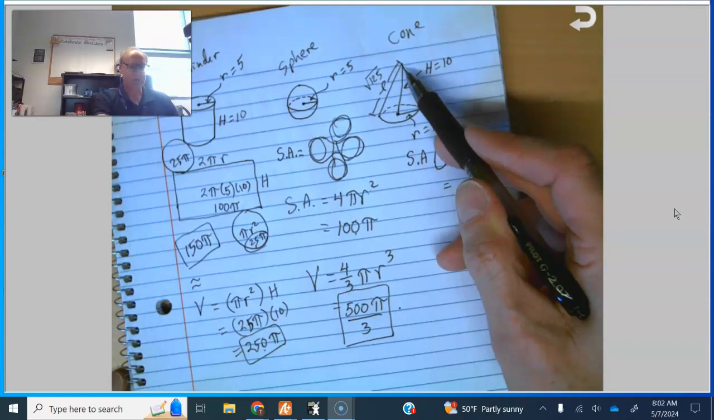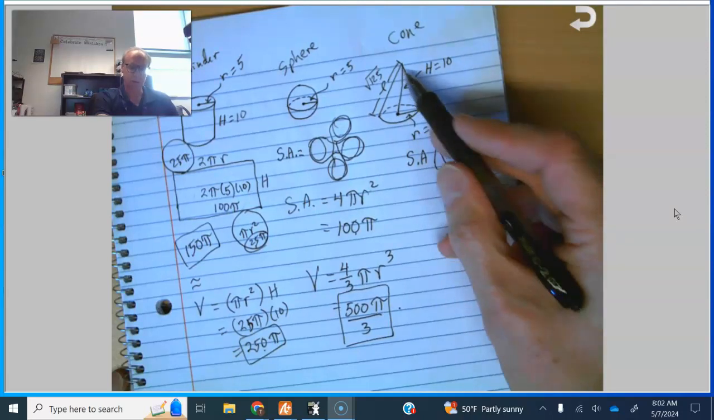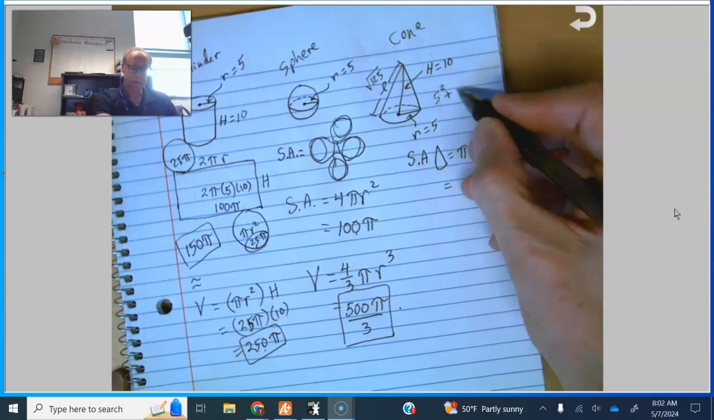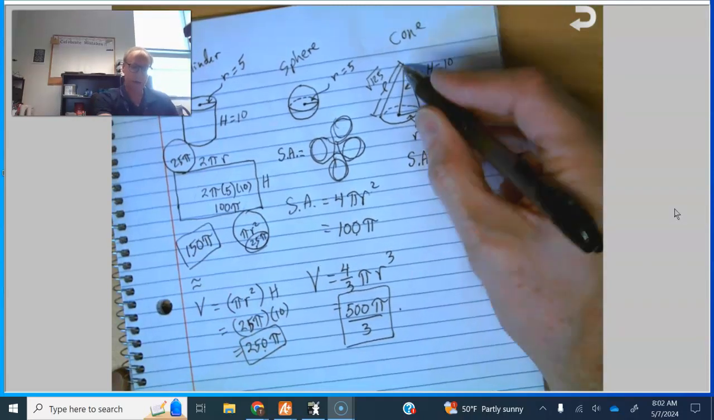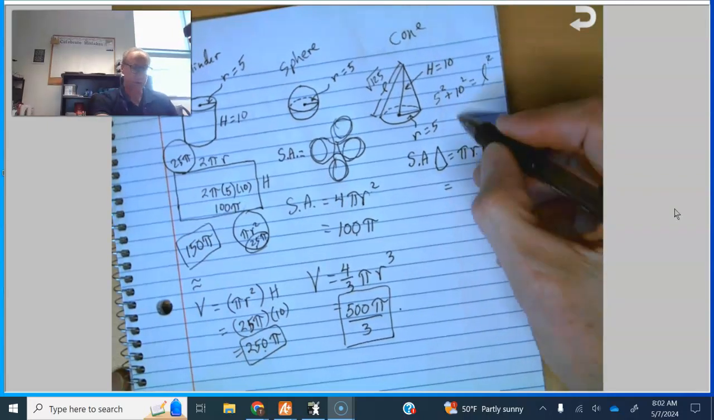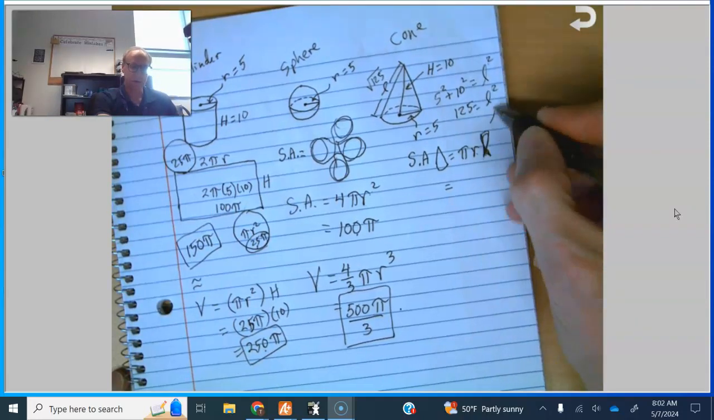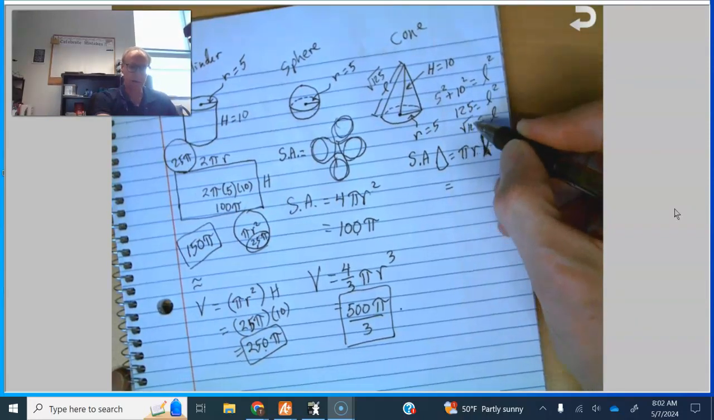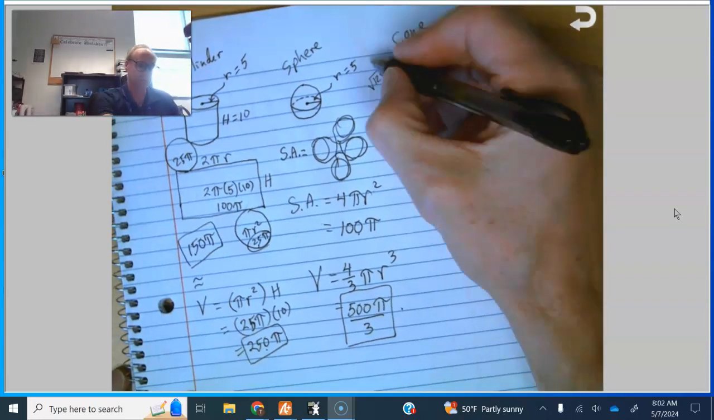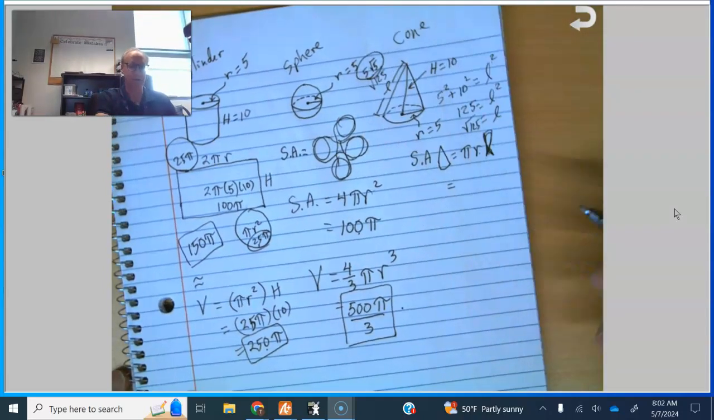The way I got that was I used the Pythagorean theorem. A squared plus b squared equals c squared. So 5 squared plus 10 squared is equal to my hypotenuse, which is that L. And then I get 125 is equal to L squared, take the square root, and L is the square root of 125. If I reduce this by taking out the 25, I get 5 root 5. If you don't know how to reduce radicals, you might want to practice that a bit.